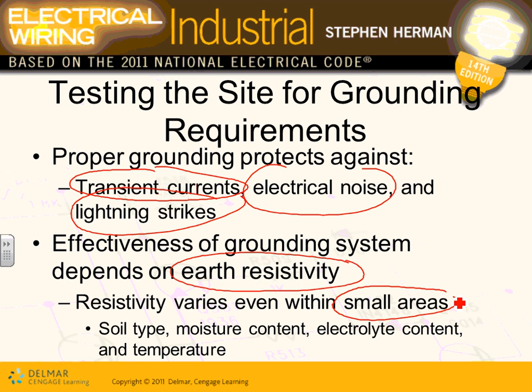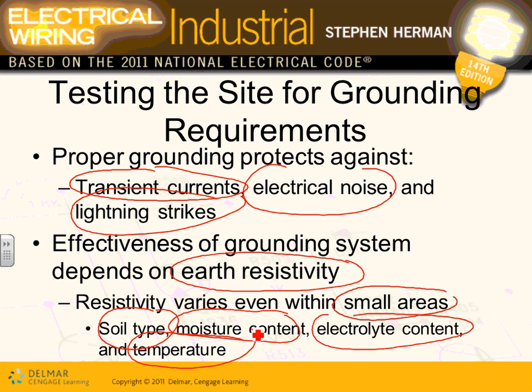So when you have resistivity, guys, the soil type matters. If you have wet clay, saturated with water, that will get you very low resistance. If you get dry sand or rocks, that will get you very high resistance. Does it make sense in terms of earth resistance? Moisture content, like I said, more moisture is better. Electrolyte content, the salt and what not, and temperature.